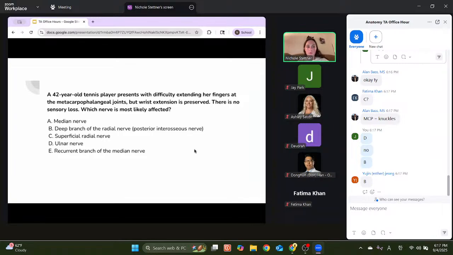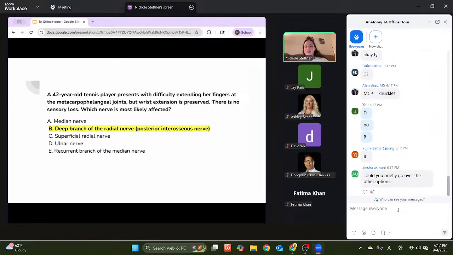Okay, so we're going to move on. So yes, it would be the deep branch of the radial nerve. And yeah, as Ashley Lovely put it in the chat, since you're unable to extend the wrist and the fingers, that's really key for radial nerve injuries. Yeah, we can go over the other options.